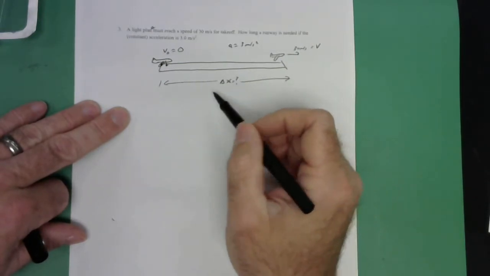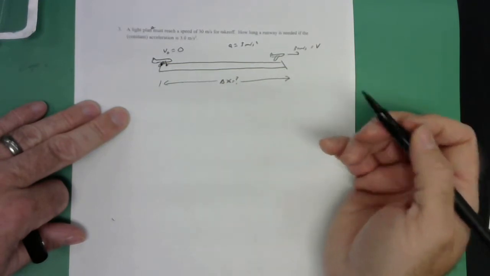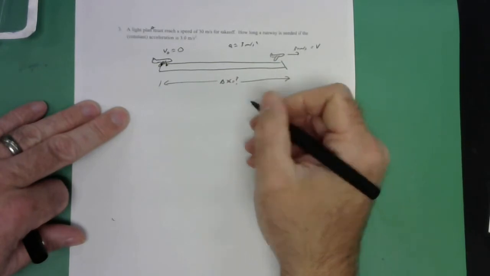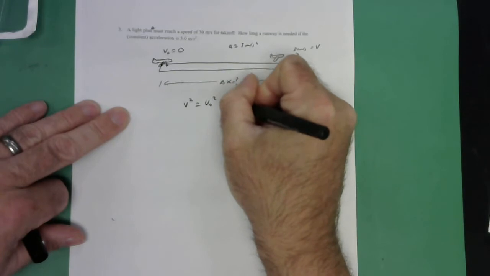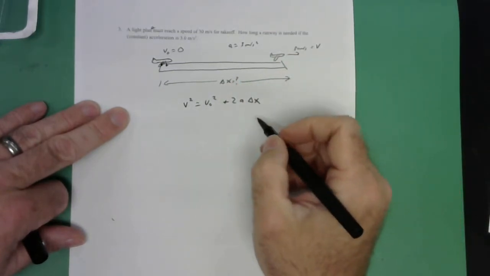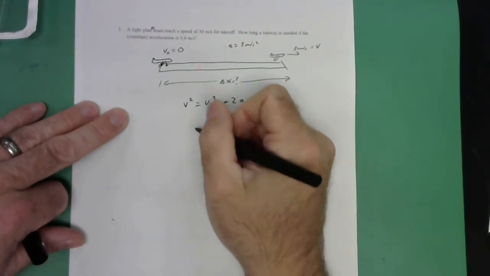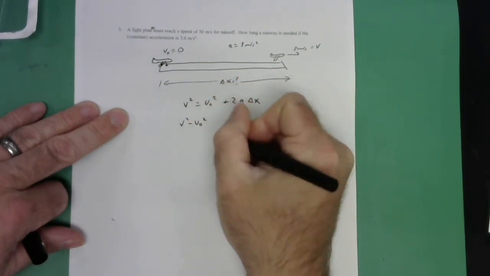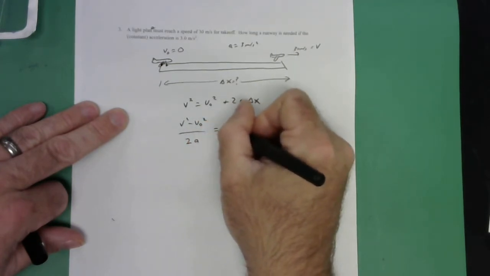So looking at this, we've got acceleration, initial and final velocity, and displacement. Do I have a formula like this? I do. I've got a formula that uses those variables. It looks like this: v squared is v naught squared plus 2a delta x. Handy formula to have. We're going to rearrange and solve for that delta x. So I would subtract the v naught squared over, so I'll have v squared minus v naught squared, and I'll divide through by 2 times the acceleration. And that gives me the displacement.